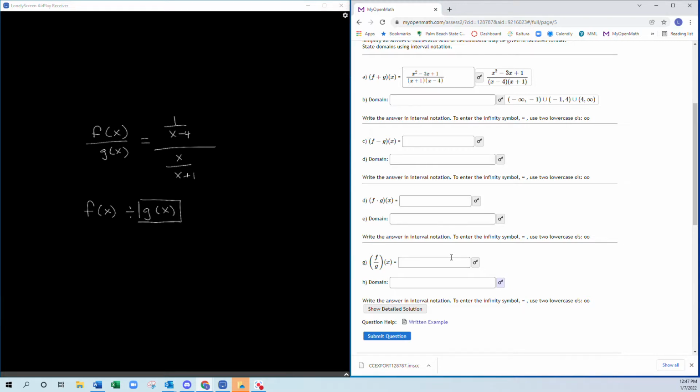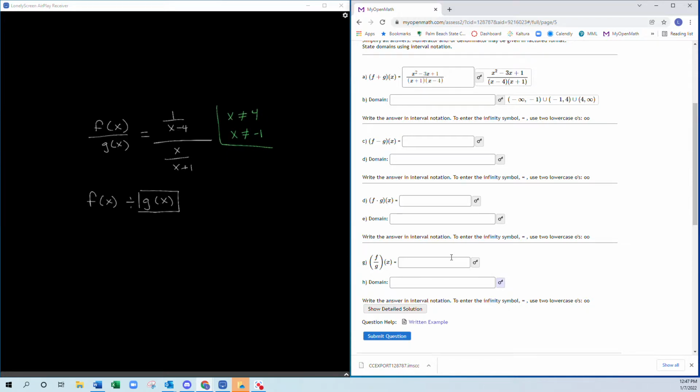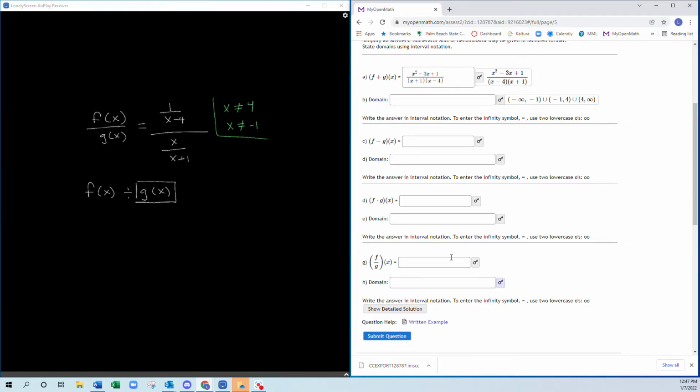So we have to make sure in our domain, we already know a couple of things. We can't lose that. We know that x cannot equal 4. That's not in our domain. And we know that x cannot equal negative 1. We have to have that from the beginning. So keep that in mind when we're writing the domain in a little bit. So we can do this with complex fractions or divide it like this.